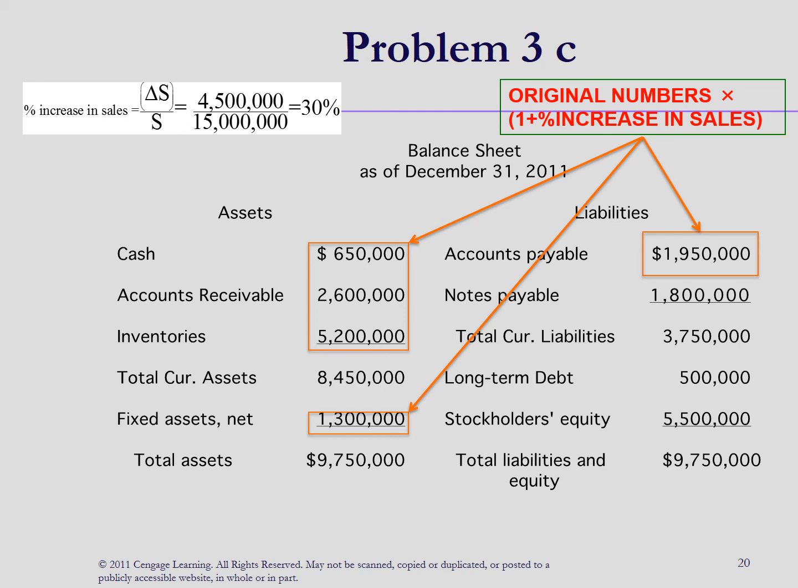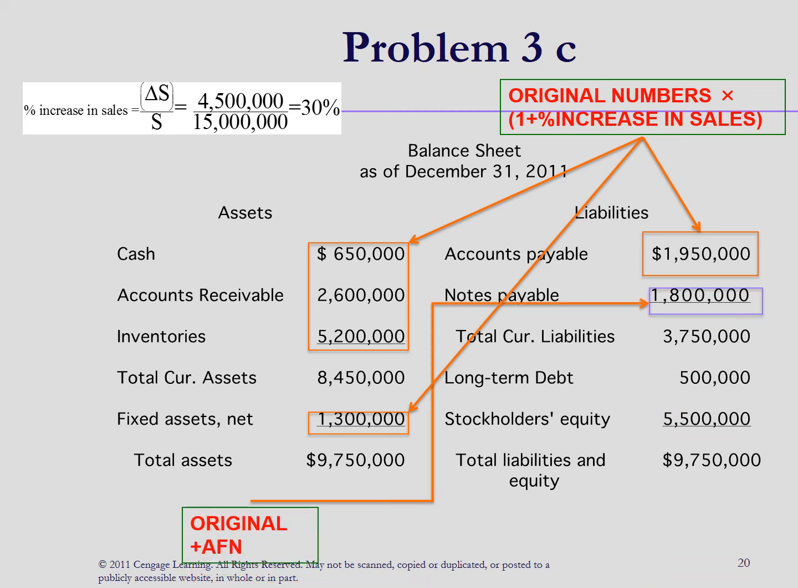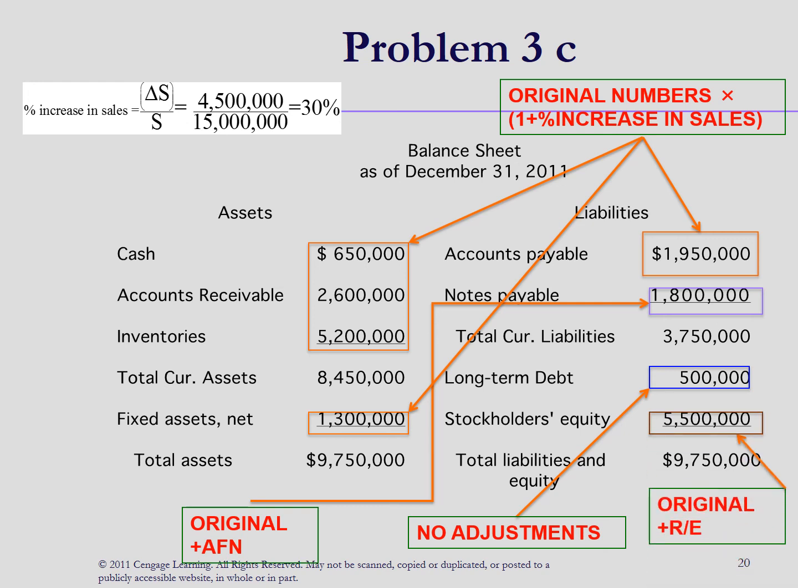Notes payable is calculated by the original number plus the additional financing needed calculated from the earlier slide. Long-term debt stays the same as assumed. Stockholders' equity is obtained by original equity plus the increased retained earnings obtained in the earlier slide.